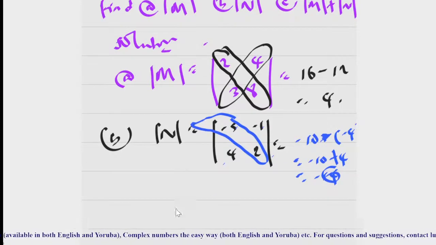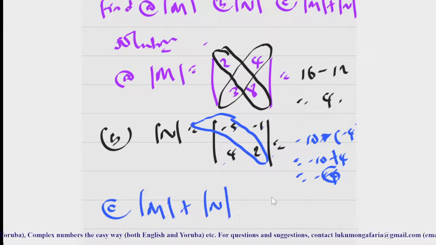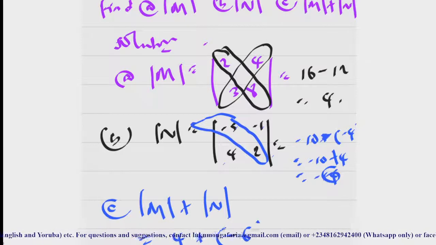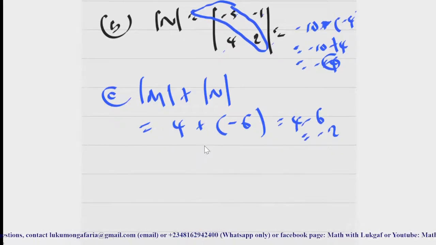So that's that. If that is clear, then the third one, what will now be the determinant of M plus N? We knew that the determinant of M is 4, then plus the determinant of N is -6. So 4 minus 6 is going to give me -2. You can see it is very simple. So if you want to obtain the determinant of a 2 by 2 matrix, just multiply the elements along the leading diagonal minus the elements along the second diagonal.